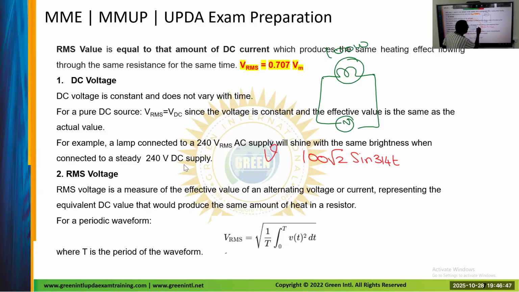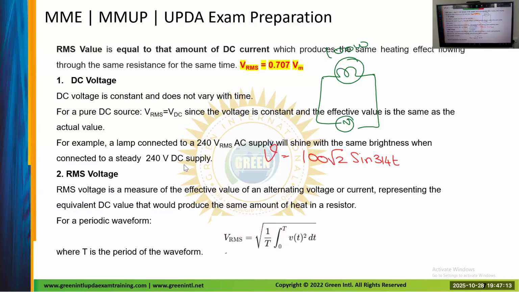They didn't say instantaneous voltage. Simply they say 100 root 2 sine 314 t. This is the voltage they apply. Again, I repeat that the lamp is connected with the AC source, voltage 100 root 2 sine 314 t. The same lamp is connected with the DC supply.